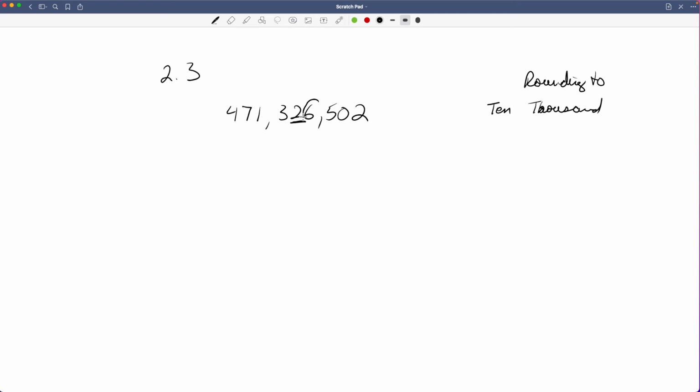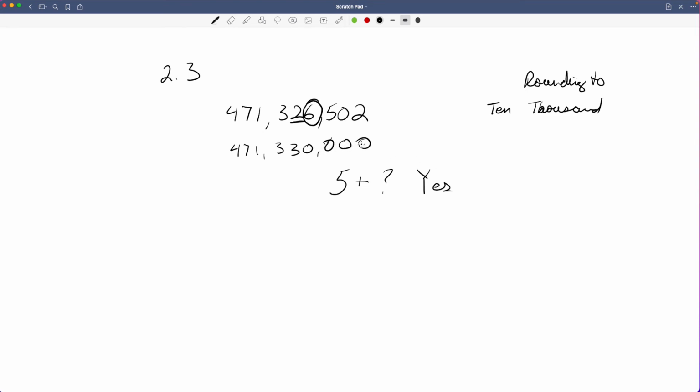So I'm going to look at this next digit and I'm going to ask myself, is it 5 or more? And if the answer is yes, then I'm going to round this up to the next number. And the answer is yes. It is 6. 6 is greater than 5, right? It's 5 or more. So that means I'm going to bump this up to the next number and I'm going to round this number to 330,000. So 471,330,000 is the number that I'm rounding to.